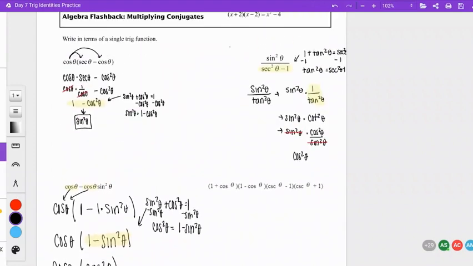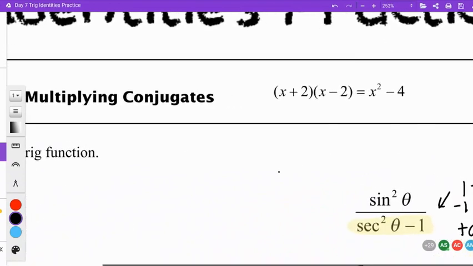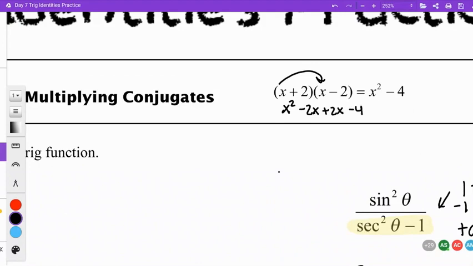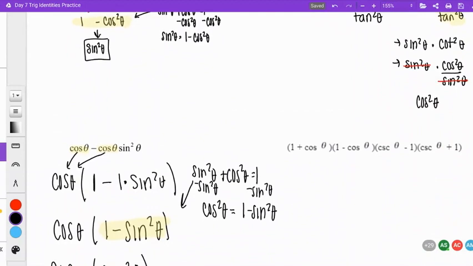All right, example number 4. I want us to pay attention to this idea up here. So an algebra flashback, difference of two perfect squares, conjugates, right? X times x is x squared, minus 2x plus 2x minus 4 simplifies to the difference of two perfect squares, just x squared minus 4. If you take a look, these two examples are complex conjugates of each other, and these two examples are complex conjugates of each other.